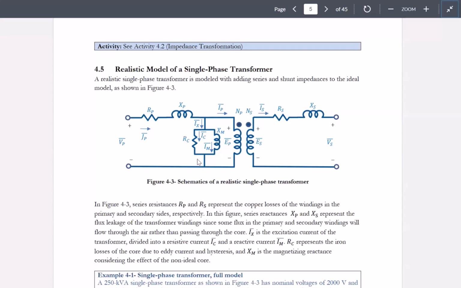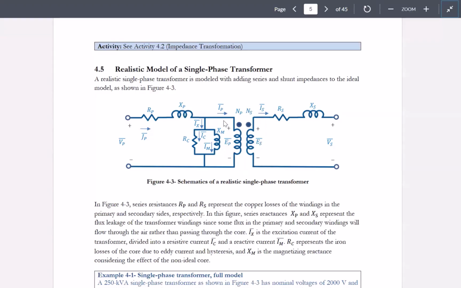We have two admittances in here, which are called RC and XM. RC stands for the core losses in the core, and XM is related to the fact that our core is not an ideal core. If our core was an ideal core, then this XM would have been infinite, which means that this would have been an open circuit. But since our core is not ideal, we take this XM as the magnetization reactance. So RC represents the core losses, and XM represents the magnetization reactance of the transformer.